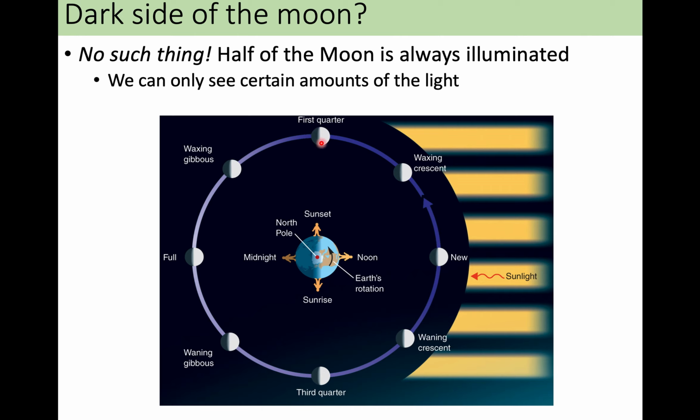You'll notice that in all of this diagram, every position of the moon, half of the moon is illuminated, and it's the half that's on the side of the sunlight. As the sun comes in, it lights up half of the moon. So the other half is in the shadow. But we know that the moon is rotating. So as the moon rotates around its axis, every bit of surface of the moon is at some point in the orbit illuminated. So dark side of the moon, not a thing. Far side of the moon, yes, that is a thing.